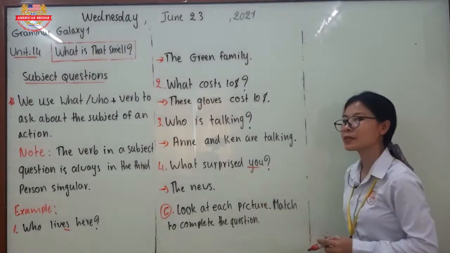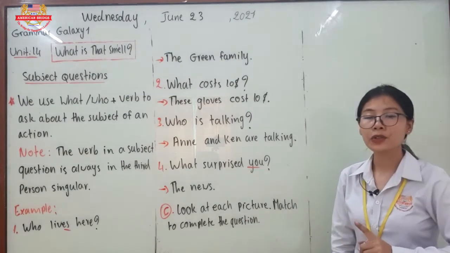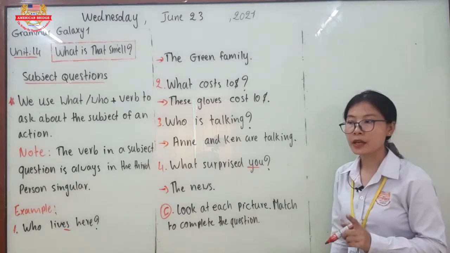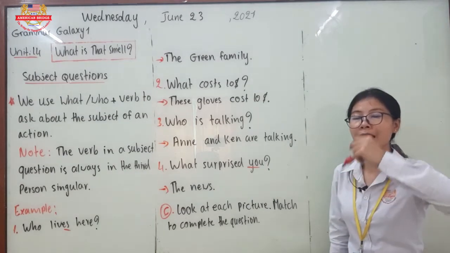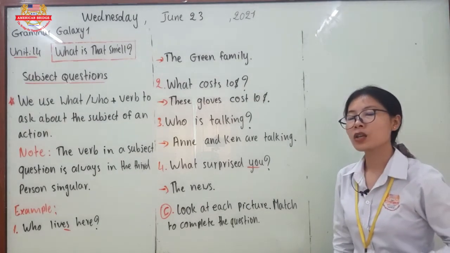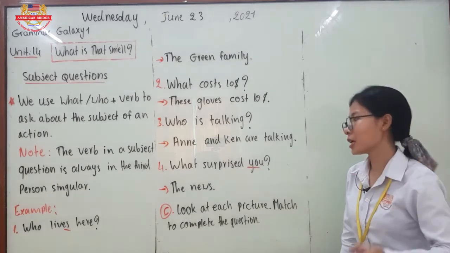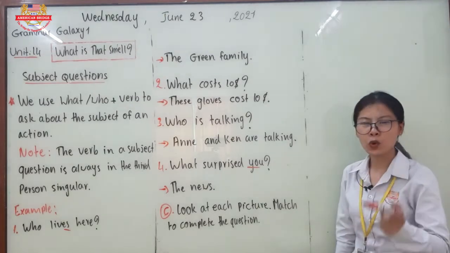You think it's the subject. No, you use "you" here as an object because you want to know an action of an object, right? You want to know an action of the subject. So what surprised you? What surprised you?